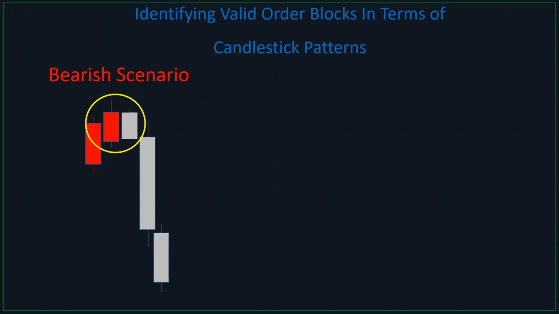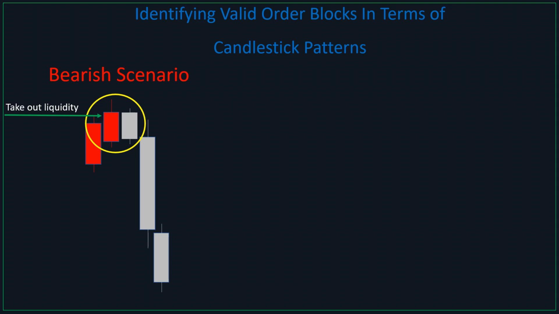Another thing to take note of is the first candle right here. You see the first candle? One of the criteria is that the order block candle must take out the liquidity, or take out the high or the low of the previous candle.